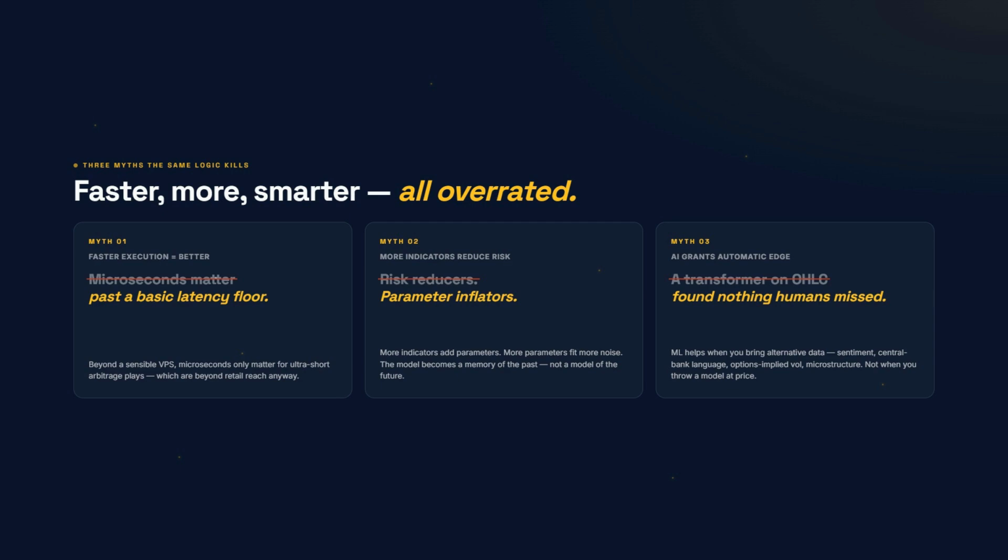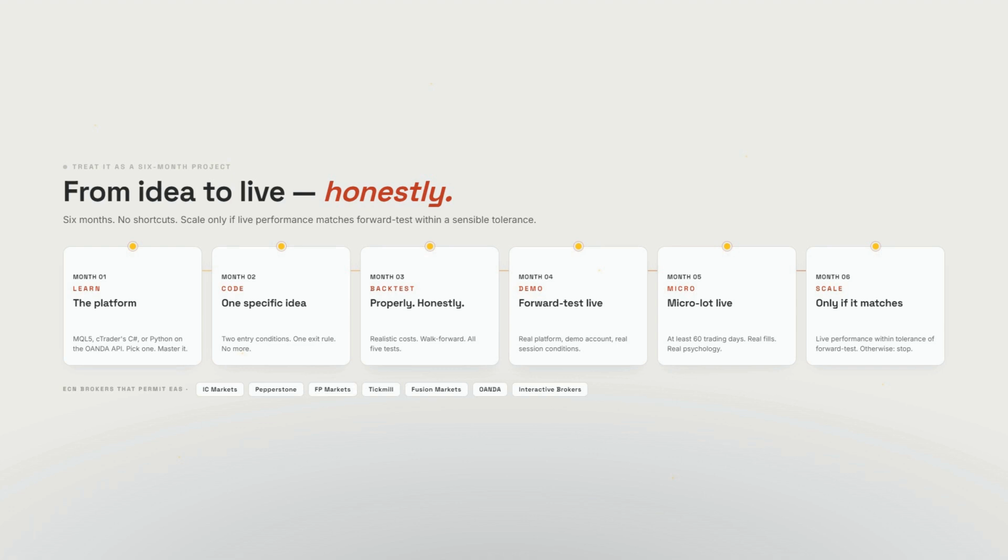Machine learning helps when you bring alternative data, news sentiment, central bank language analysis, options implied volatility, order book microstructure. It doesn't help when you throw a transformer model at standard OHLC price data, hoping it finds something humans missed. The track record there is poor. So here's the verdict. Treat algo trading as a 6-month project.